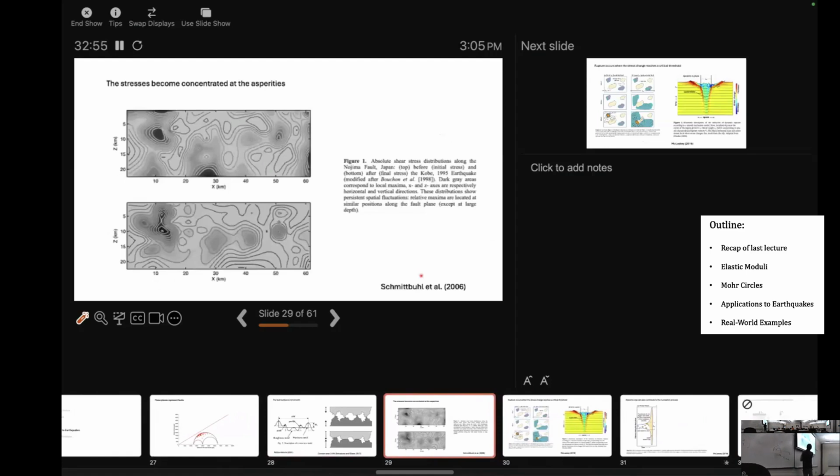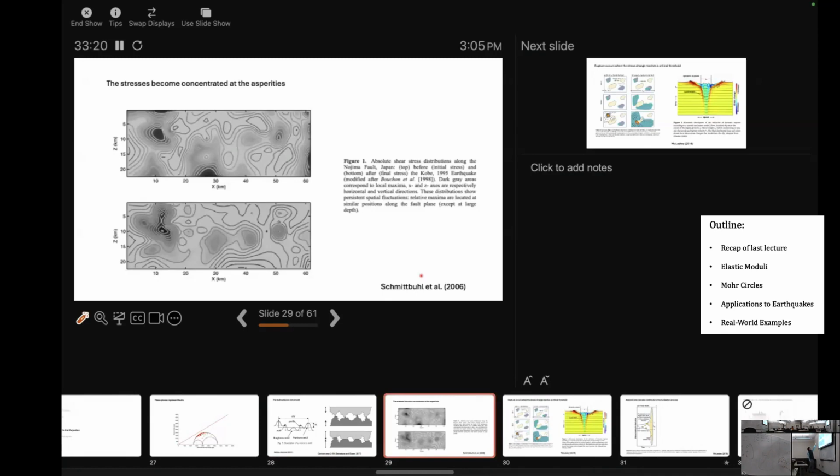And so this is an example from Japan, one of the subduction zones of Japan. And look at the scale here. So this is the x-axis and it's 60 kilometers. This is the z-axis, 20 kilometers. And so this is a big, big patch of the earth. And you see the shear stress concentration is right at these locations of high stress.